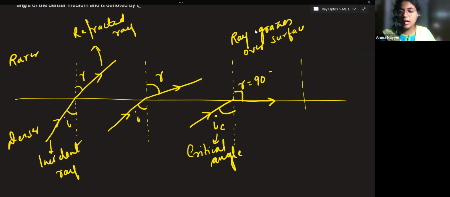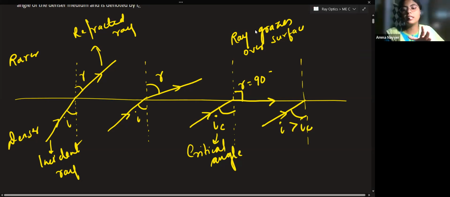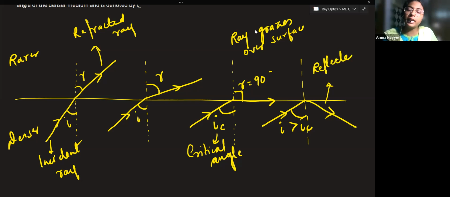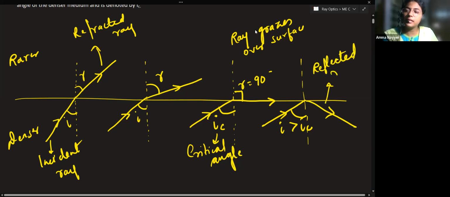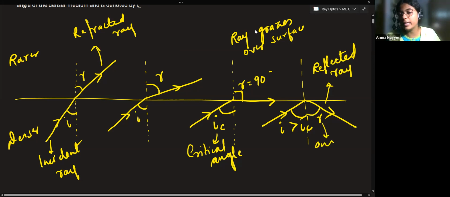Now, if I extend this incident angle more than the critical angle, I have exceeded the critical angle's value. Now the ray will go where? The ray will come down, because 90 degrees was the maximum value possible for a refracted ray. Now if I increase the angle of incidence much greater than critical angle, it will suffer reflection. This refracted ray has now become a reflected ray, and this is now the angle of reflection.